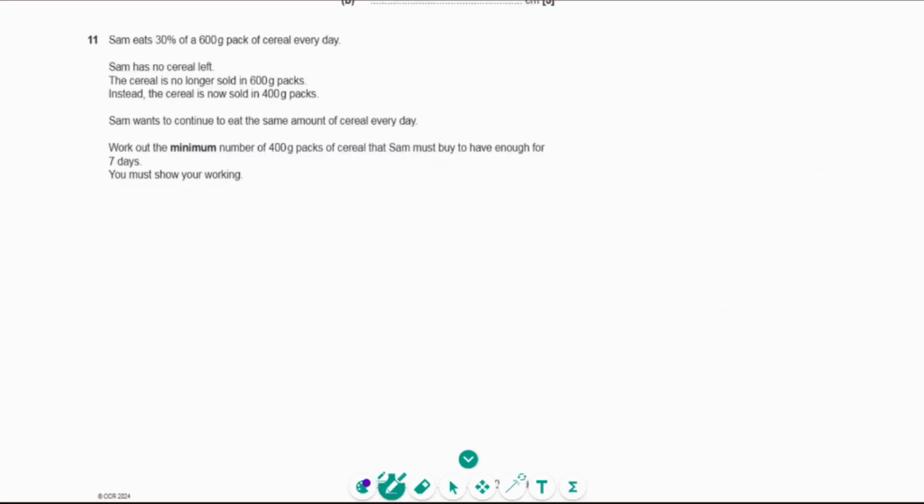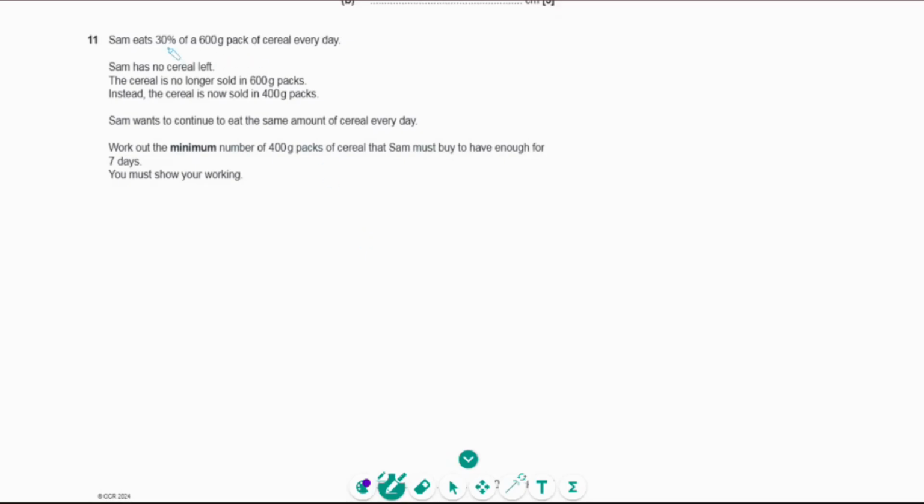Okay, question 11. Sam eats 30% of a 600 gram packet of cereal every day. Sam has no cereal left. The cereal is no longer sold in 600 gram packs. Instead, the cereal is now sold in 400 gram packs. Sam wants to continue to eat the same amount of cereal every day. Work out the minimum number of 400 gram packs of cereal that Sam must buy to have enough for 7 days. You must show your working.